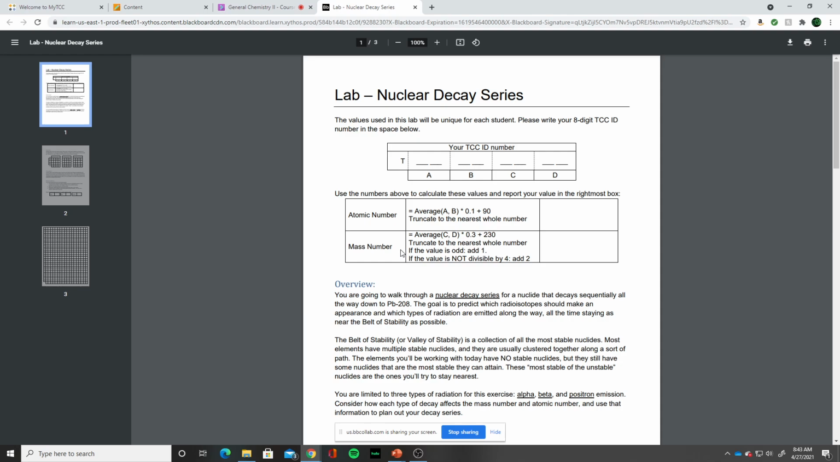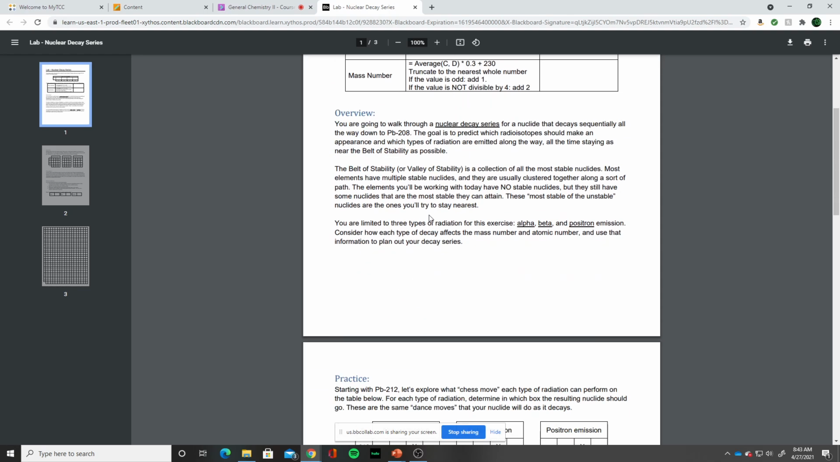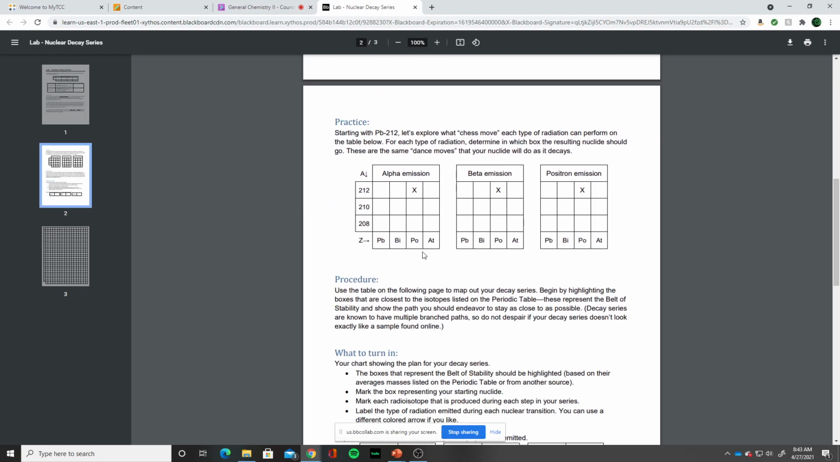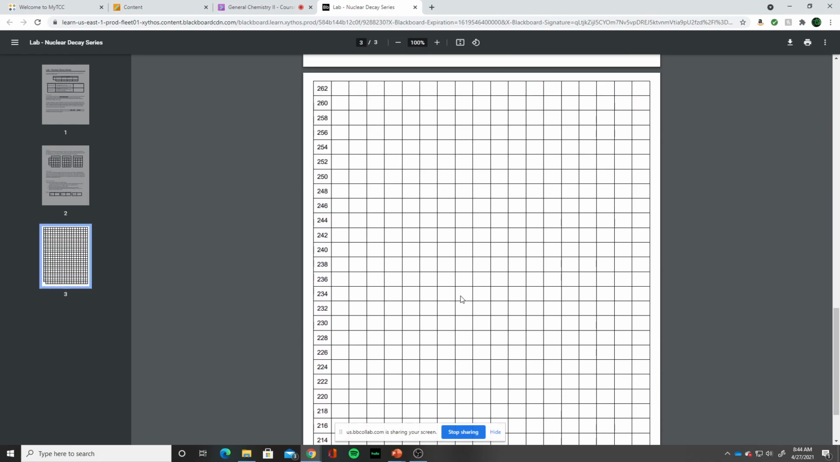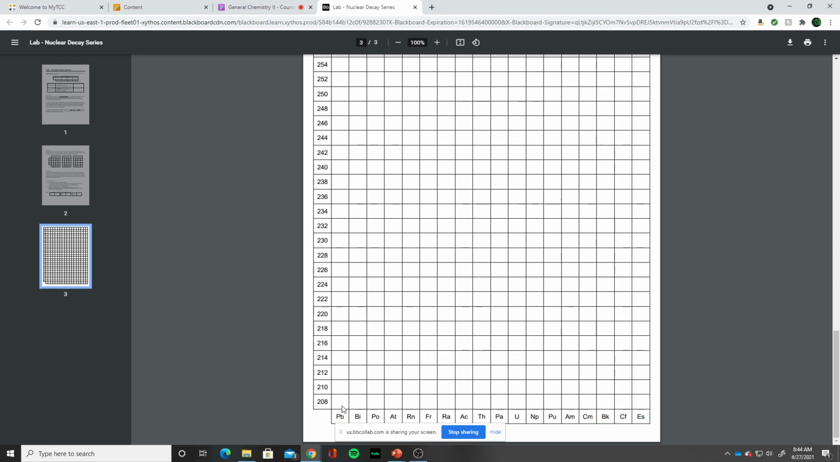You're going to generate that using your T number, and it talks you through doing that here. So you're going to generate an isotope that is specific to you. And then there's a little overview here where it talks about how you will work out a possible decay series for your specific unstable isotope, with the ultimate goal of, I think, getting to lead-208. Yes, so that is our ultimate goal, is to get to lead-208.